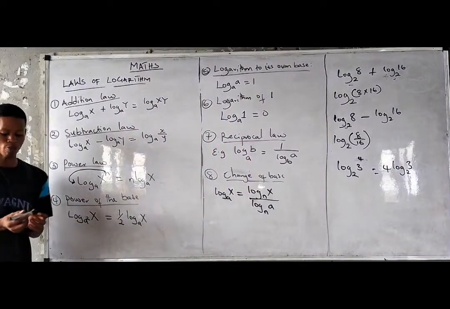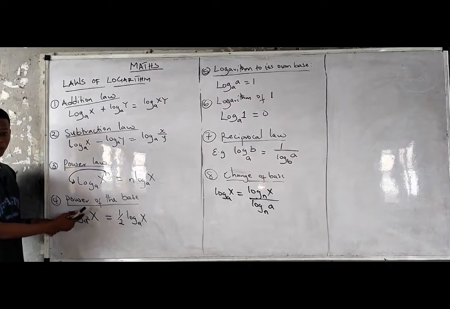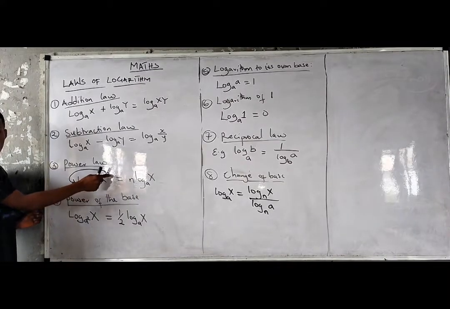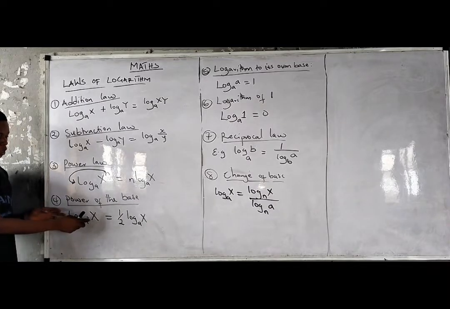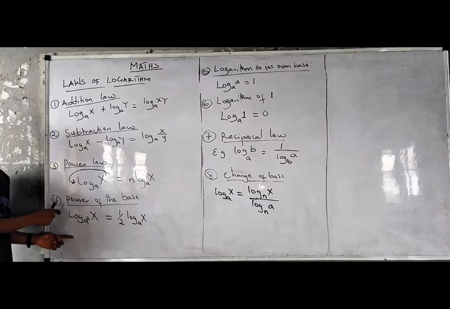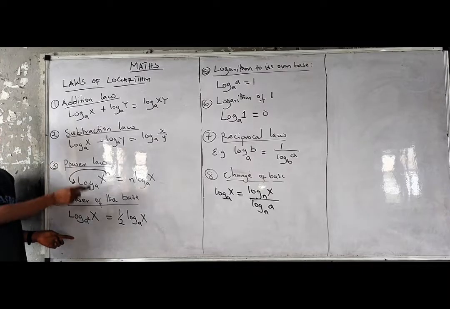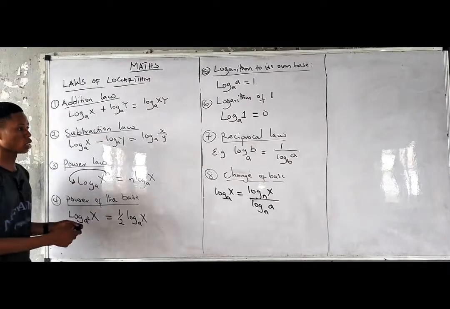Now, power of the base. Now, if the base is raised to a power, remember the other time it was actually the number that was raised to a power, right? Now, if the base is raised to a power, what you do is you take the reciprocal and use it to multiply. The power here is 2, right? If this power was on the number, we would just bring it here, is it not? But now since it's the base that is raised to that power, you take the reciprocal, that is 1 over 2 here. See what I mean here?